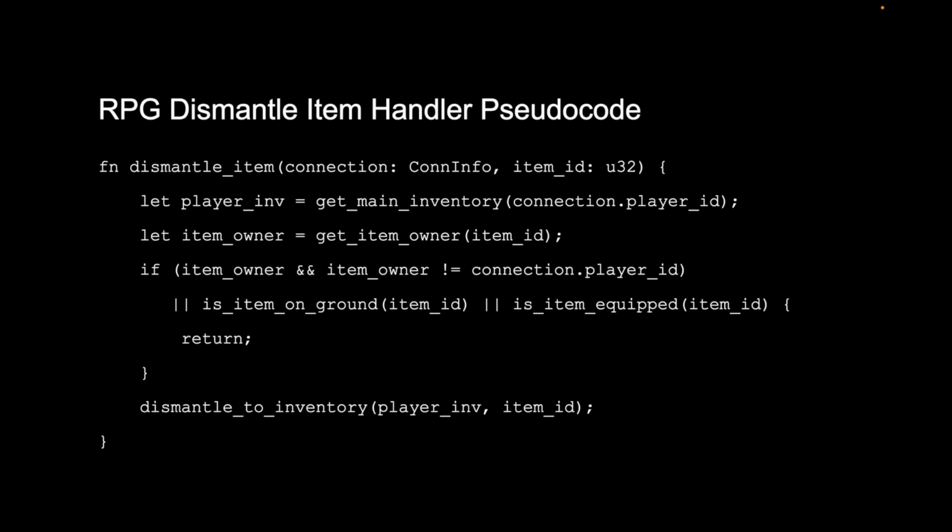Now, their packet handler on the server appeared to do quite a lot of checks. It checked to make sure that if the item had an owner, that the owner was the player doing the dismantle. It checked to make sure that the item wasn't on the ground. It checked to make sure that the item wasn't equipped. It checked a bunch of stuff. And because of this, it wasn't possible to dismantle most of the arbitrary items in the game that you encountered.